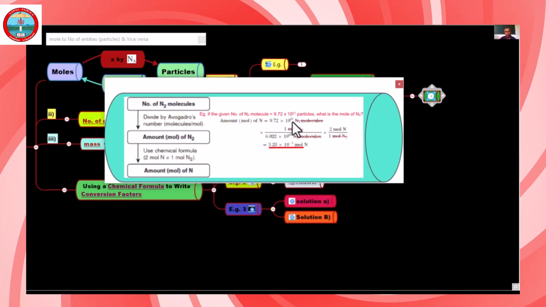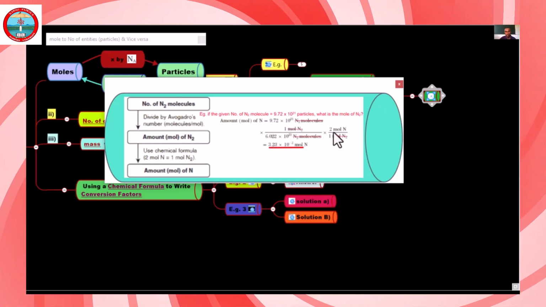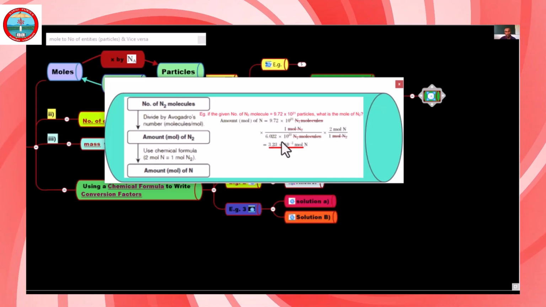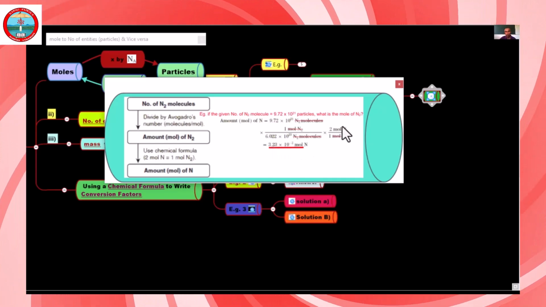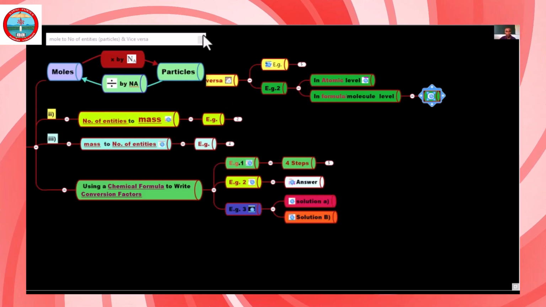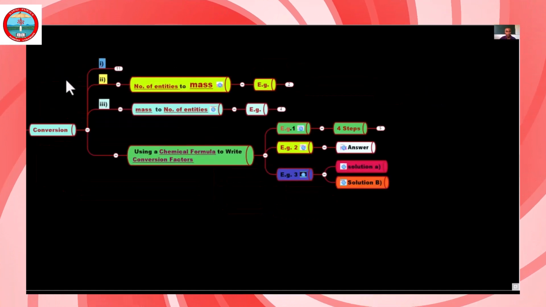9.72 times 10 raised to 21 divided by the number of Avogadro times 2 mole of nitrogen over 1 mole of nitrogen, we will have 3.23 times 10 raised to minus 2 mole of nitrogen atom. This is an example of how to convert mole into number of particles and number of particles into mole.